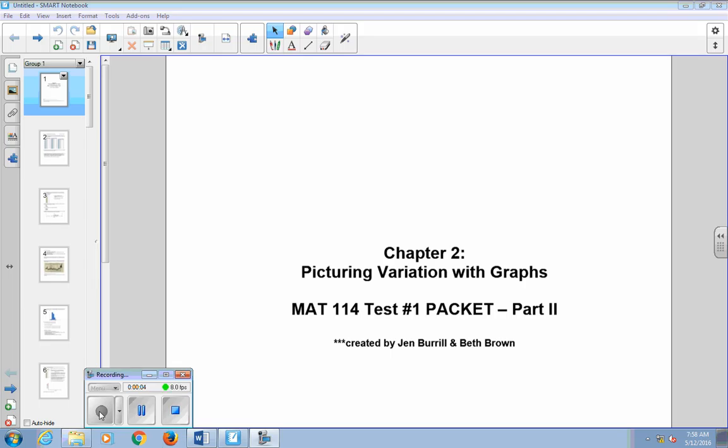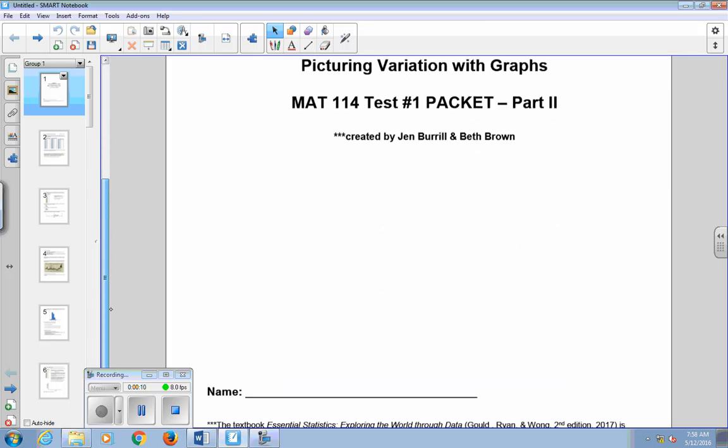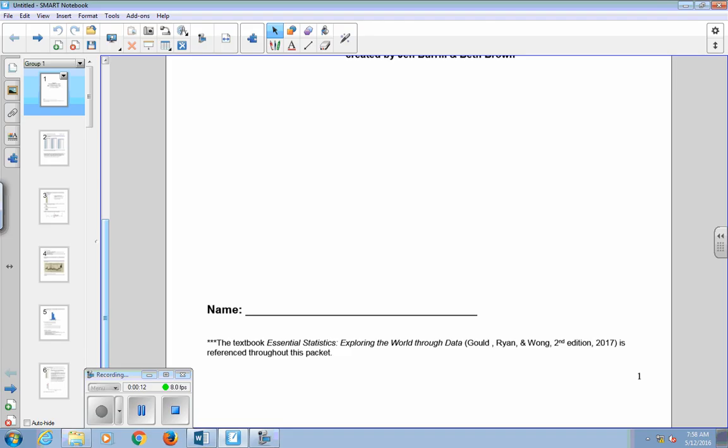Chapter 2, Picturing Variation with Graphs. This is Math 114, test number 1 packet, and it's part 2. And a reminder down at the bottom, the textbook Essential Statistics, Exploring the World Through Data is the textbook that's referenced throughout this packet.